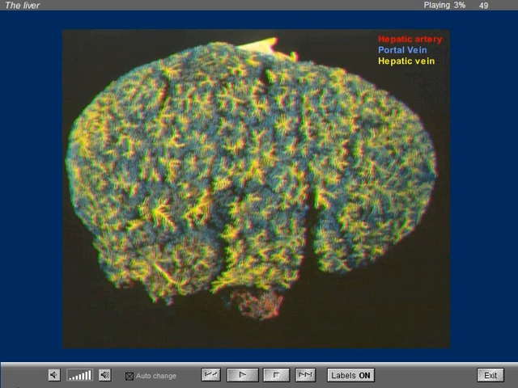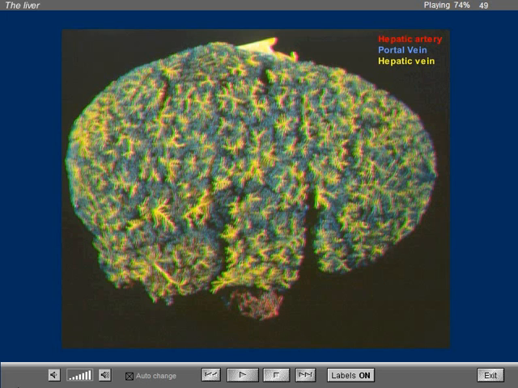The liver is a large vascular sponge where most of the vessels are veins. So if we inject, like in this case, red plastic in the hepatic artery, blue plastic in the portal vein, and yellow plastic in the hepatic veins, note that the predominant colors are blue and yellow, which reflect the blood flow and the blood volume that is noted in the venous structures of the liver.